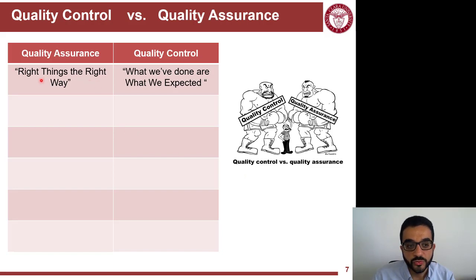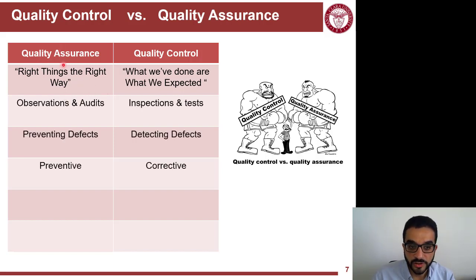So quality assurance will tell you the right things the right way, while quality control will tell you whether what we have done is what we expected. So you have a threshold to achieve and you're measuring against that. Quality assurance will tell you this threshold, detailing the requirements that you have in the quality plan.